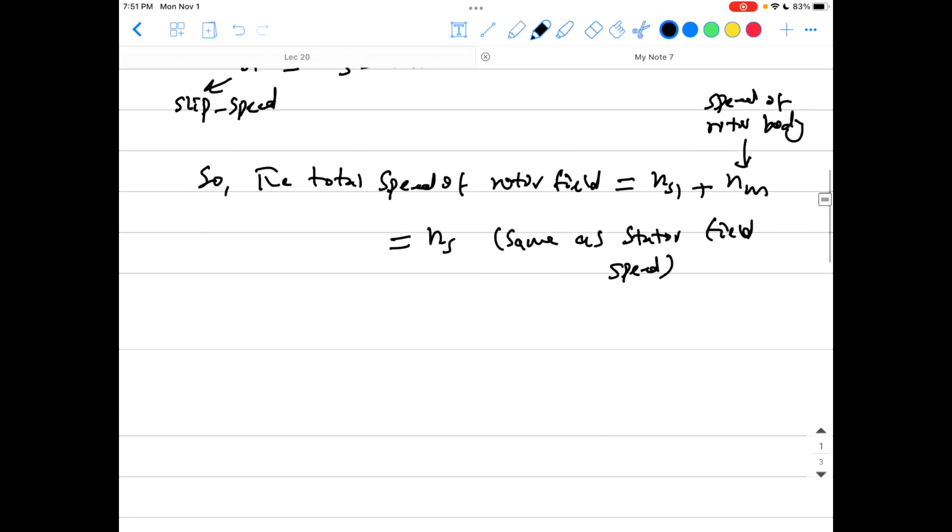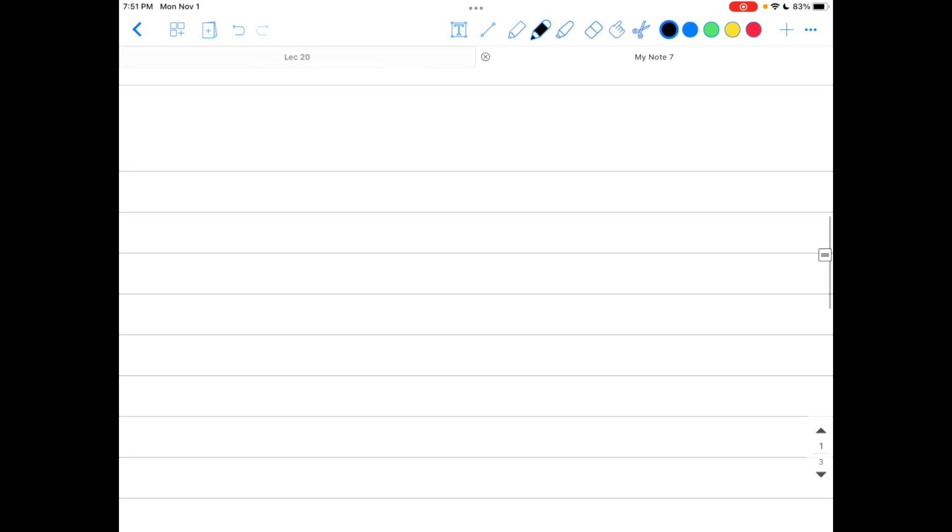So the total speed of the rotor field, that means with respect to the stator body. If you are just standing on the rotor, seeing the magnetic field of the rotor, it will be running at the slip speed, Ns minus Nm. But if you're standing on the stator body, you'll see the rotor field running at the synchronous speed, Ns, the same as the stator field. Okay, guys?